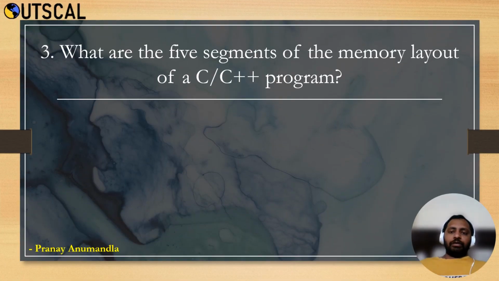What are the five segments of the memory layout? The first segment is the text segment, which contains the program variables, program functions, and instructions on how the program needs to be executed. The next one is the initialized data segment. Whenever we initialize data for some variables, that will be covered in the initialized data segment, and this will be stored in read-write memory.